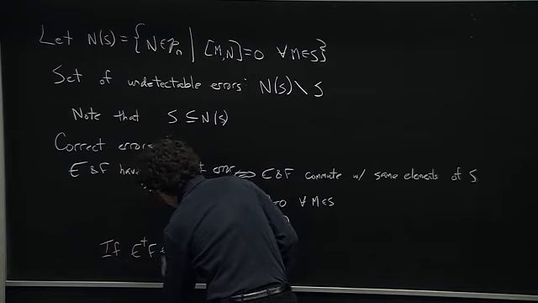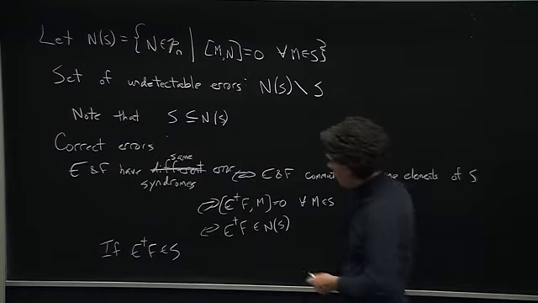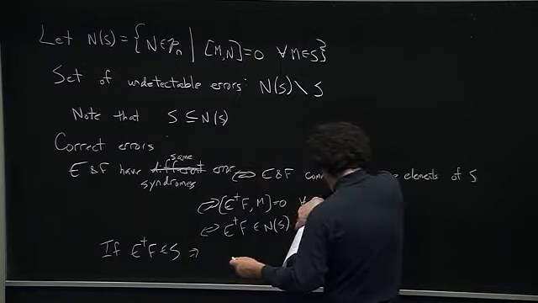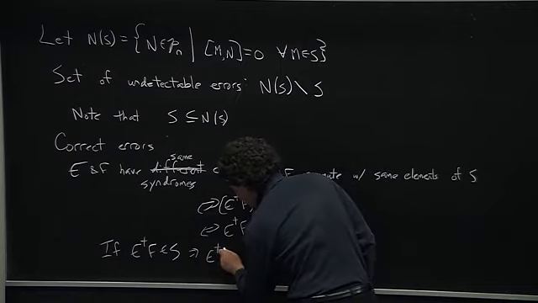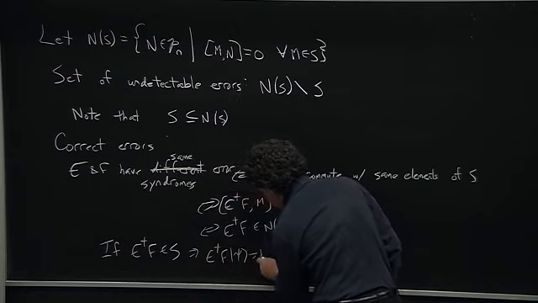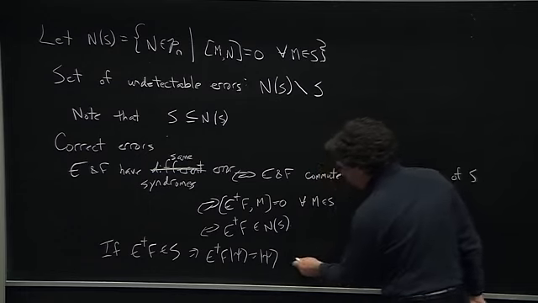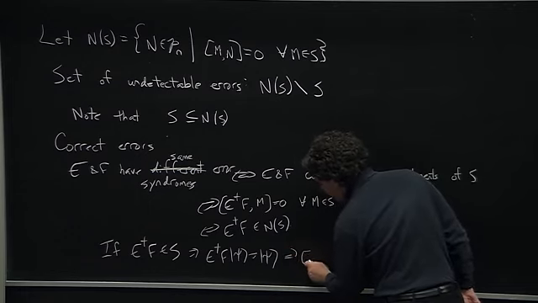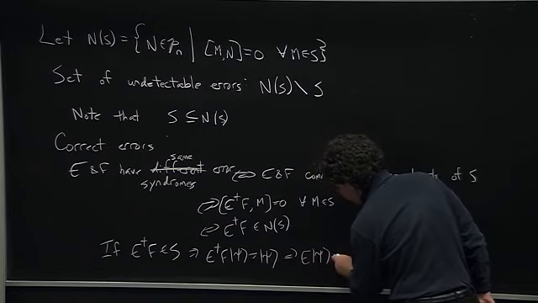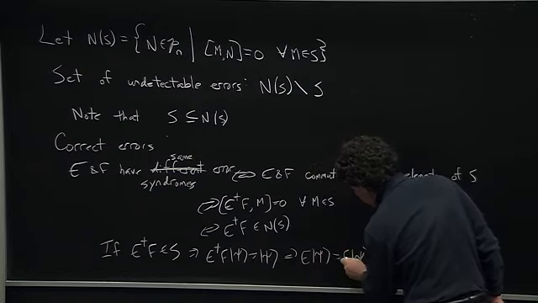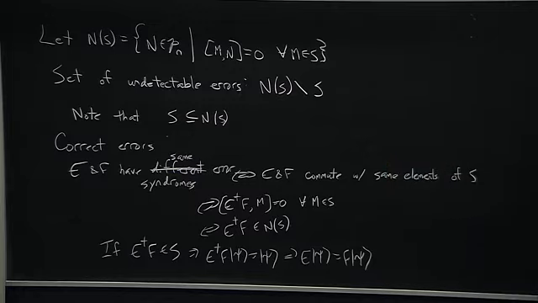So suppose E dagger F is in S. Well, then that implies that for all code words psi, E dagger F psi is equal to psi. And multiplying by E on both sides, we get that E psi is equal to F psi for all code words. So in this case, E and F act exactly the same on code words. We can't distinguish them by the error syndrome, but we don't need to because they're basically the same error. Okay? So that's also an acceptable possibility.